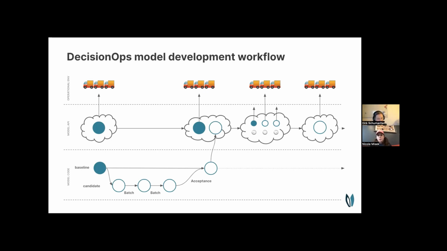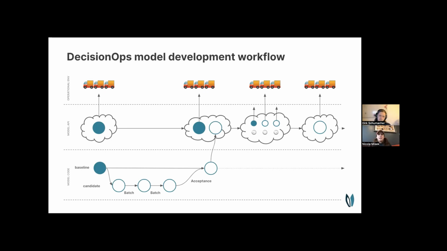Now you've merged your code, but that isn't the end of the story because now you have to get that candidate branch up into your operational environment. To do that, you need to push that candidate branch up into your model API layer. But you don't just want to push it up and turn it on and cross your fingers and hope it works. You can push it up into your model API layer and have it running in shadow mode next to your baseline branch or your baseline code.